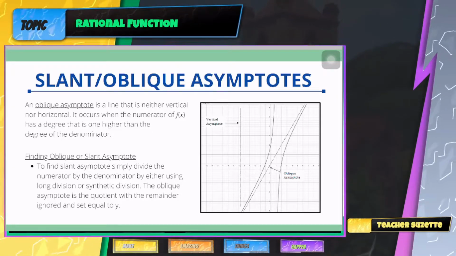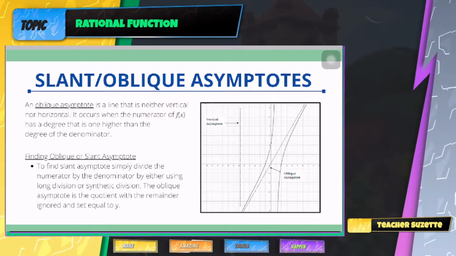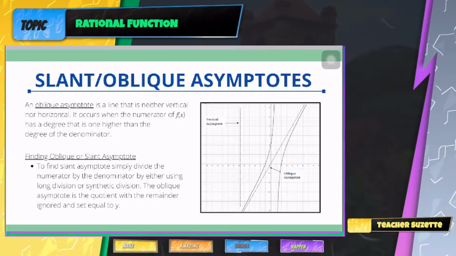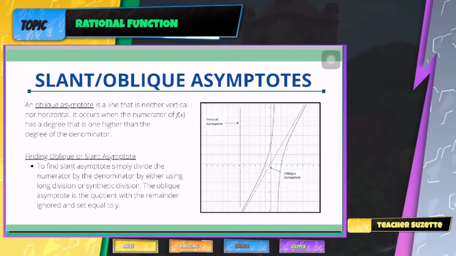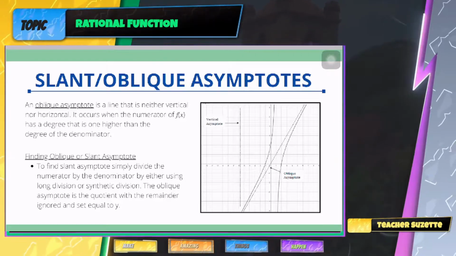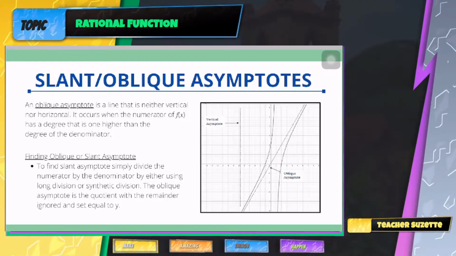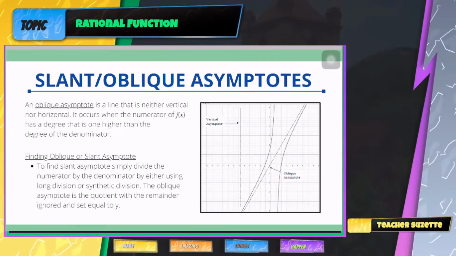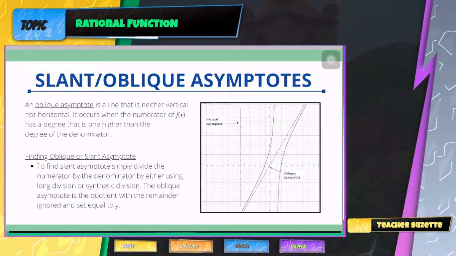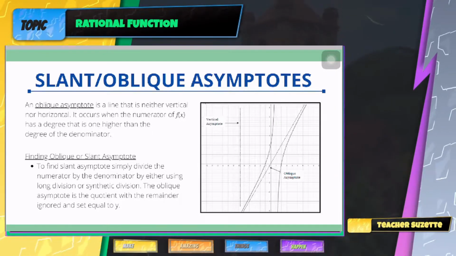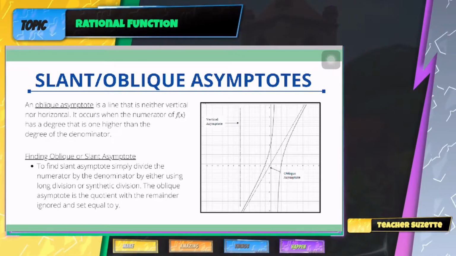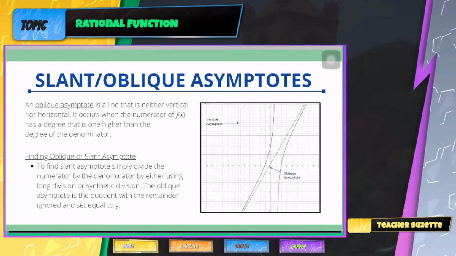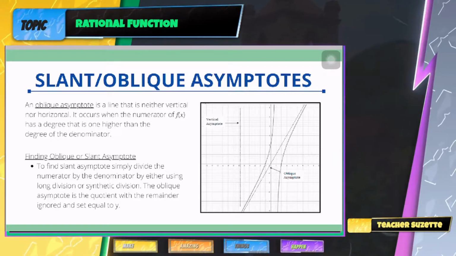Hi class, in this video we are going to continue our discussion regarding asymptotes, but particularly we are going to discuss the slant or oblique asymptote. So last time, in our previous video, you encountered a horizontal asymptote wherein there are instances where the degree of your numerator is greater than the degree of your denominator. So, your conclusion there is that you don't have a horizontal asymptote. But actually, it has no horizontal asymptote because it has an oblique asymptote.